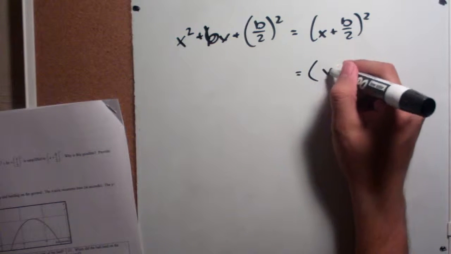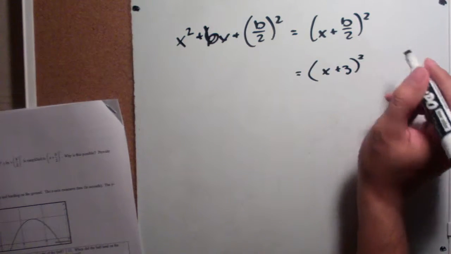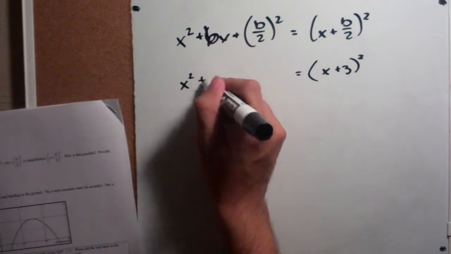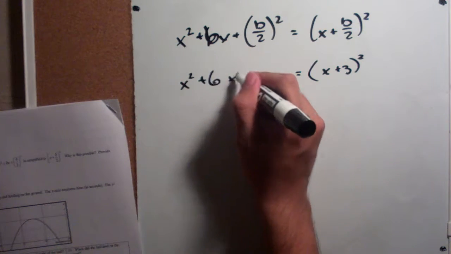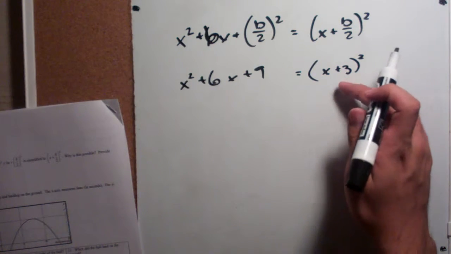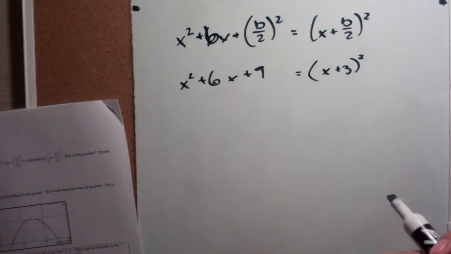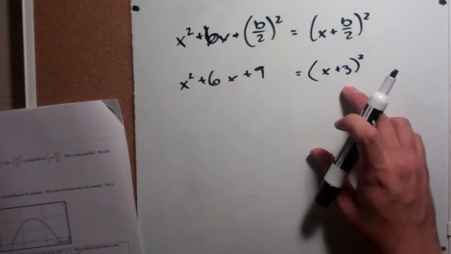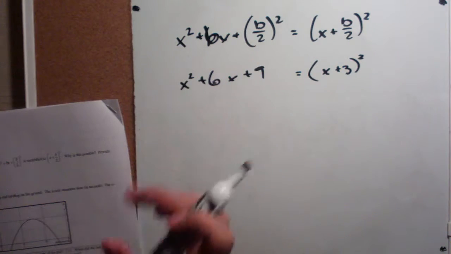Like if I were to have x plus 3 squared, this would actually be x squared plus 6x plus 9. And just proving by simplifying, by taking this, if I multiply it out, I should get this trinomial.